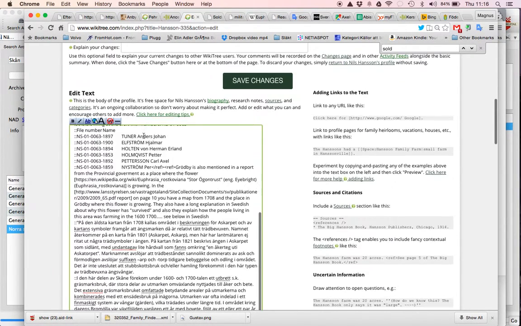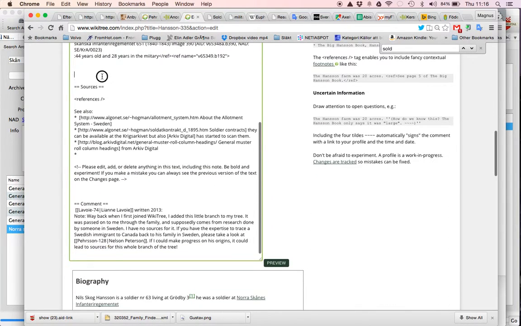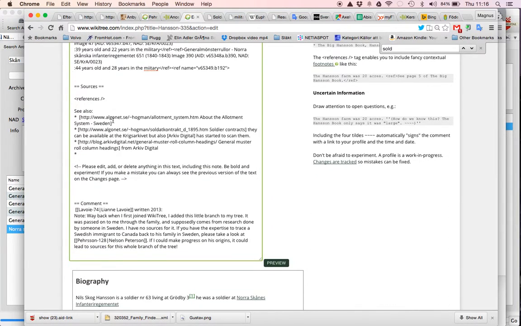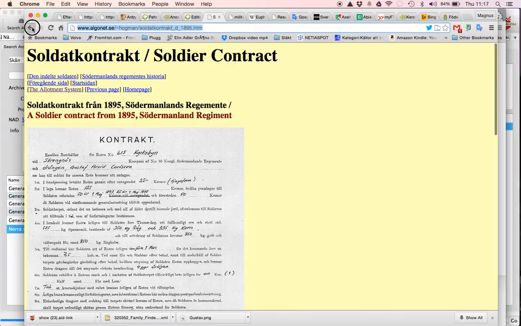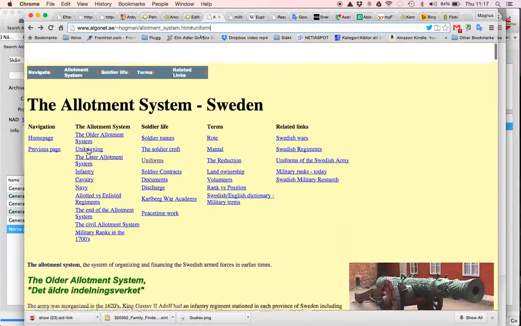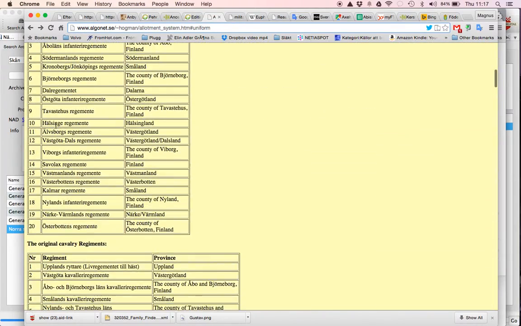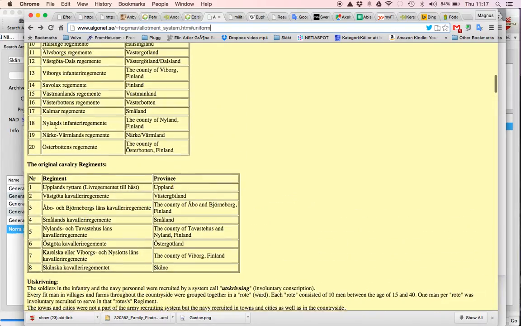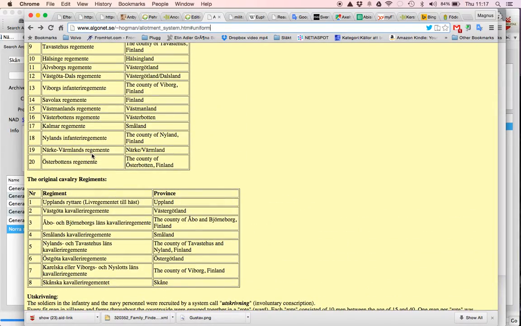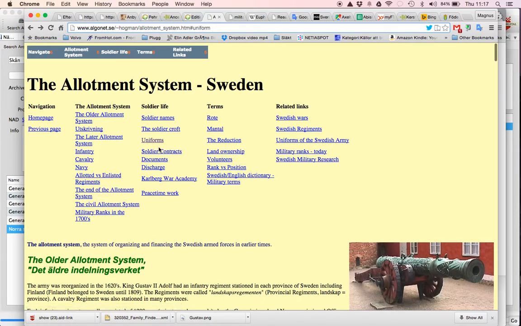But now I started to, I would like to update for the people taking over this profile. And then I gave some good reference to this page, which is about military, the allotment system in Sweden. So it has enormous lot of information, and you can find more information about regiments and so on, and also the uniforms, soldier contract. I know that Arkiv Digital has scanned the soldier contract, but I don't know where to find it.